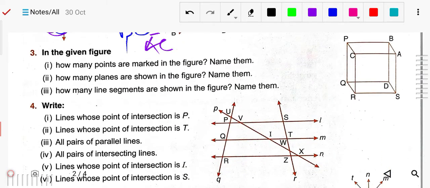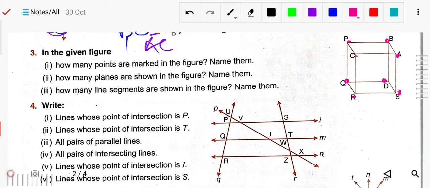Now number 3, in the given figure, how many points are marked in the figure, name them. How many points are marked, that you have to name. So check and count how many points there are: 1, 2, 3, 4, 5, 6, 7 and 8. So how many points are marked? 8. So write 8. Sorry, you have to write the names of the points, like P, Q, R, S, A, B, C, D. These are the points.